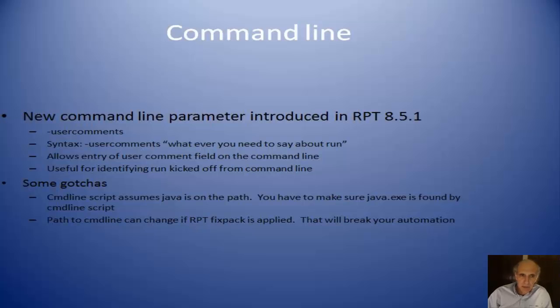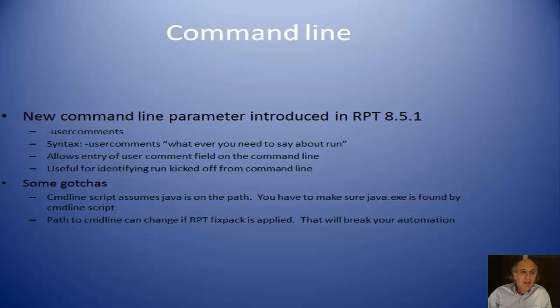A couple of gotchas about running a command line script. The command line script assumes that Java is on the path. Java.exe is on the path. So if you try to run the script, and it can't find Java, it'll just fail. So typically what I do is I go into command line.bat on Windows, and I edit the line that kicks off Java, and I make sure that the Java that's called is the one that is shipped with RPT Workbench.